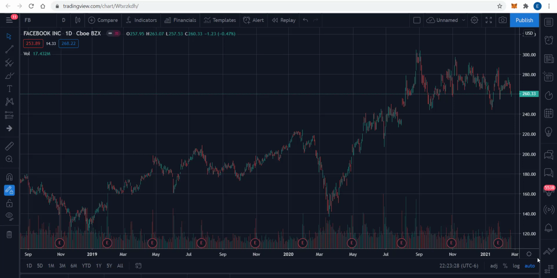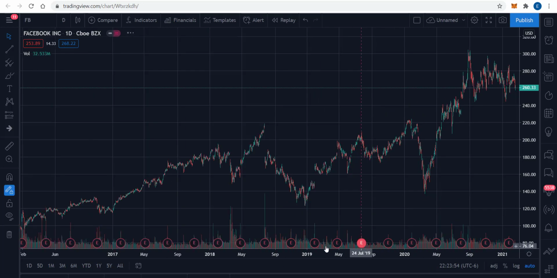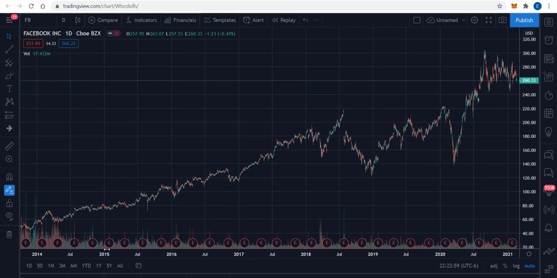Today is February 22nd, 2021. We're going to take a look at Facebook stock today. You can see they had earnings just last month. They actually beat their previous estimate, surprised the street by an increase of about 20%. Pretty consistent stock. It's been beaten up a little bit lately in the news.